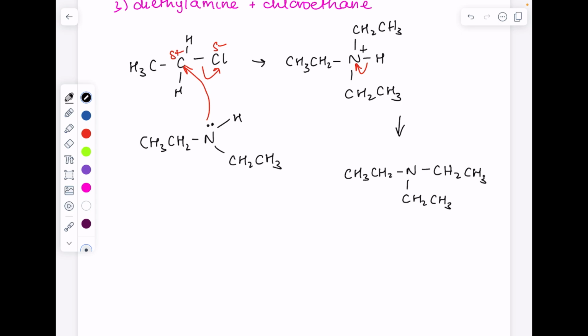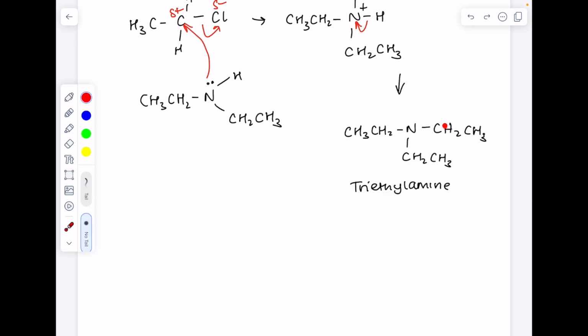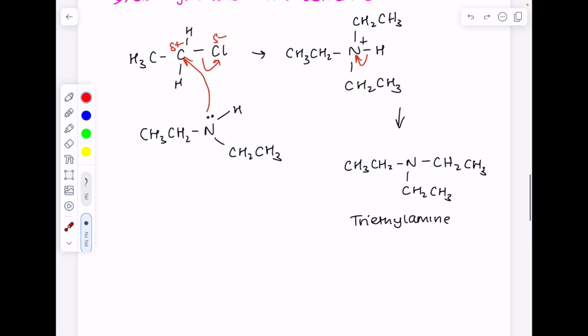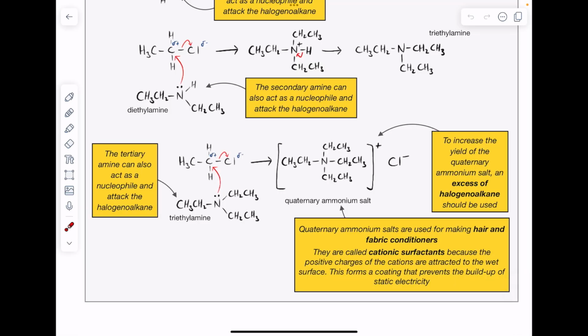This is triethylamine. And obviously there's no reason why this tertiary amine can't act as a nucleophile, with the lone pair on that nitrogen attacking our chloroethane again. And if that happens, you'll end up with a quaternary ammonium salt. So as you can see here, here's our tertiary amine attacking our chloroethane to produce a quaternary ammonium salt. If we want to increase the yield of quaternary ammonium salt, we want to include an excess of halogenoalkane.